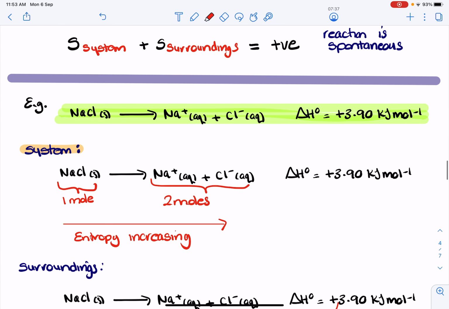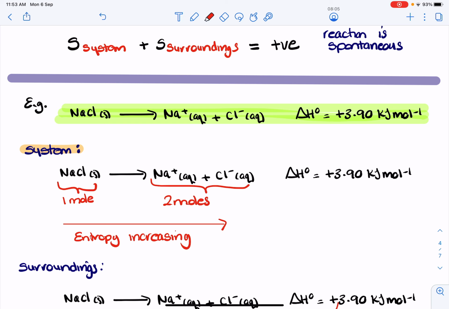Looking at another one here. Sodium chloride is going to dissolve into the sodium ion and the chloride ion. The entropy of this reaction is positive 3.90 kilojoules per mole. So again, we're looking at system and we're looking at surroundings. So if we have a look at the system to start with, so the system is your sodium chloride dissolving into its ions. So here you are going to be looking at the states that they're in and the number of moles that you have.